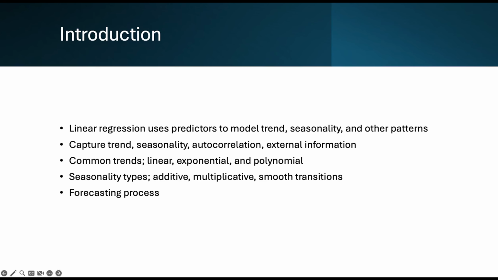predictors into the equation. The good part about the regression model is that it has multiple forms. So we can model only the trend, or the seasonality alone. For the trend, we have multiple types of trends: linear, exponential, and polynomial. And for the seasonality, we can adapt it to be additive or multiplicative.